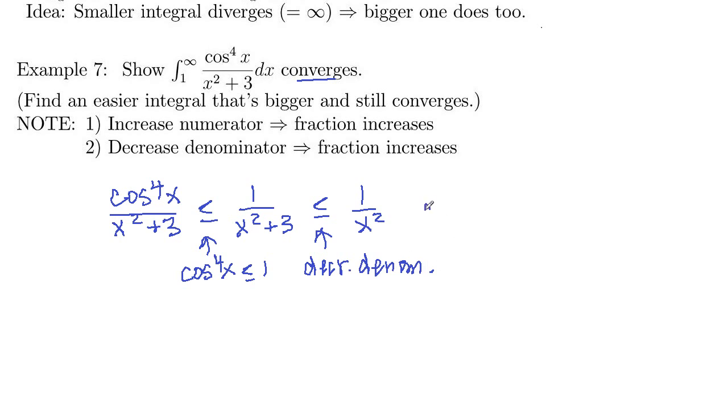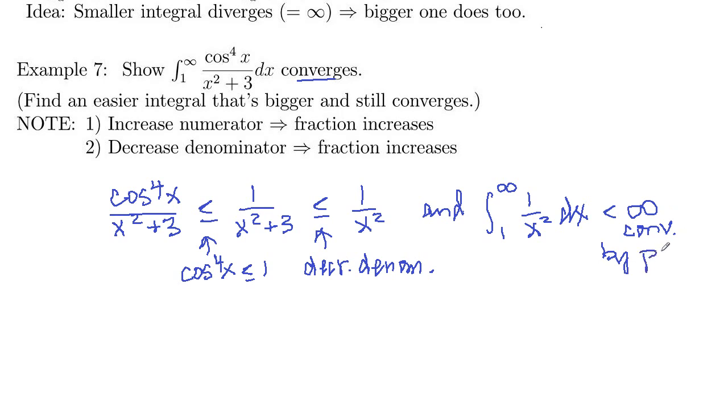And then we know that the integral from 1 to infinity of this larger function, 1 over x squared dx, we know that that is less than infinity. That is, it converges by the p-test. p equals 2.